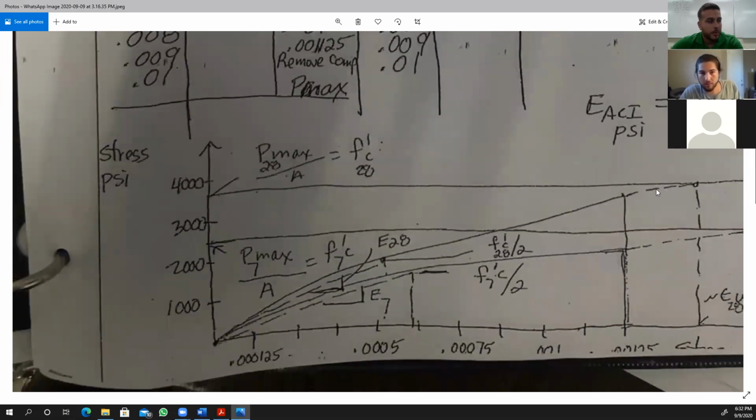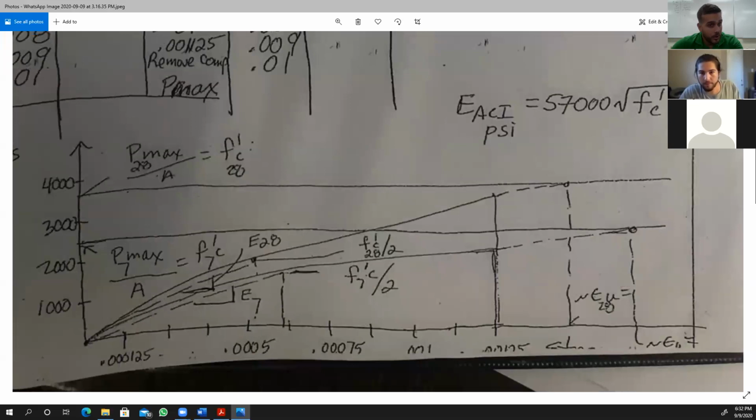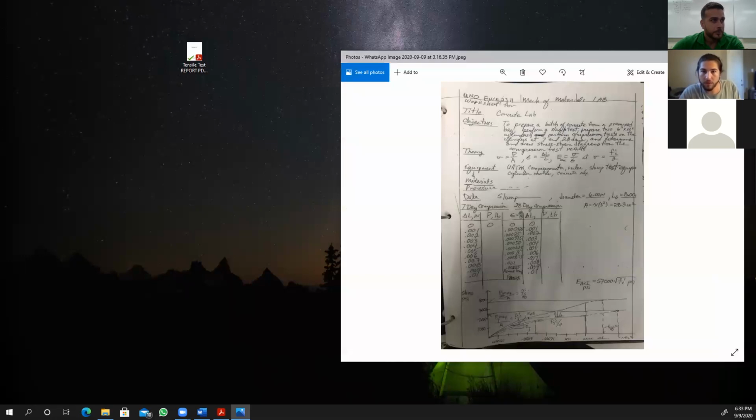In your report, you should do it both ways. If you calculate it both ways, you're going to get more points. That's why I gave you this equation as well. You can check your work, and you should calculate both ways so you understand both ways of calculating the modulus of elasticity. Yes, sir. Thank you. No problem. Have a good day.